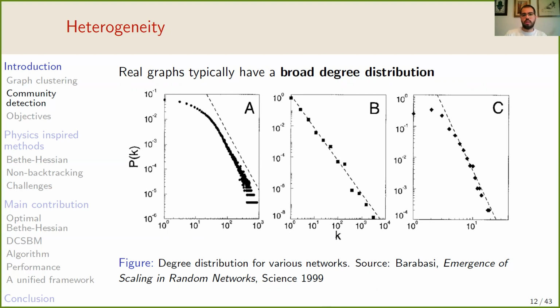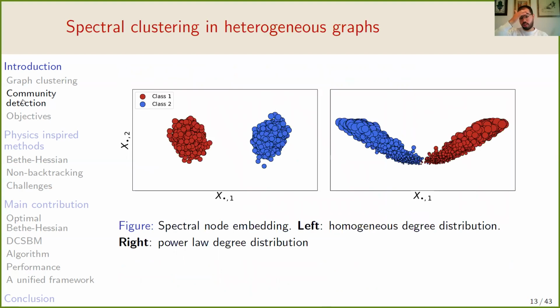What is the effect on spectral clustering? In this slide, we show a spectral embedding obtained on the left on a network with a homogeneous degree distribution, and on the right on a power law degree distribution. On the left, the color corresponds to the community assignment, and we see that similar nodes, so nodes with the same color, are mapped to nearby points in the feature space. So the embedding we obtain on the left is perfect. It's exactly what we want.